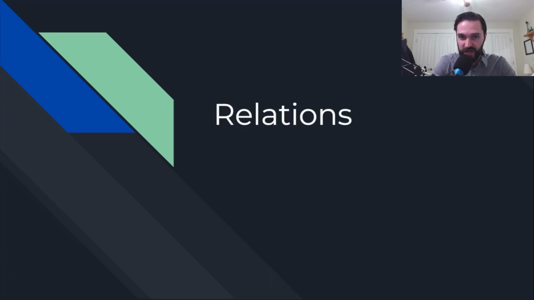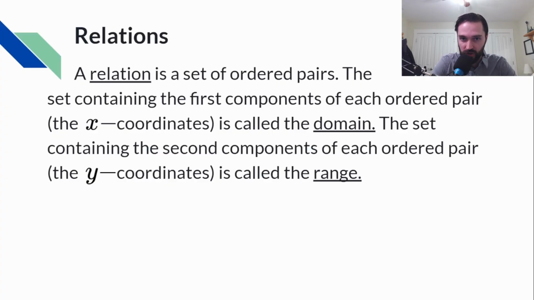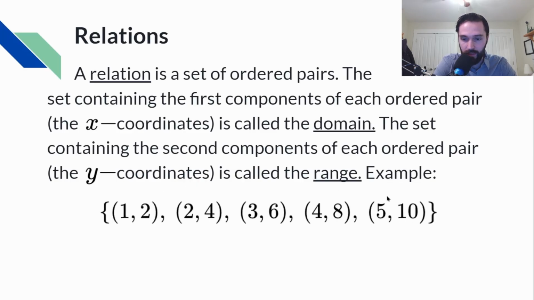Okay, here we go. Before we start talking about functions, we need to talk about something called relations. A relation is a set of ordered pairs. The set containing the first components of each ordered pair, the x-coordinates, is called the domain. And the set containing the second components of each ordered pair, the y-coordinates, is called the range. So here's an example of a relation. We can tell it's a set because of these fancy braces we're using. So it's a set of ordered pairs.